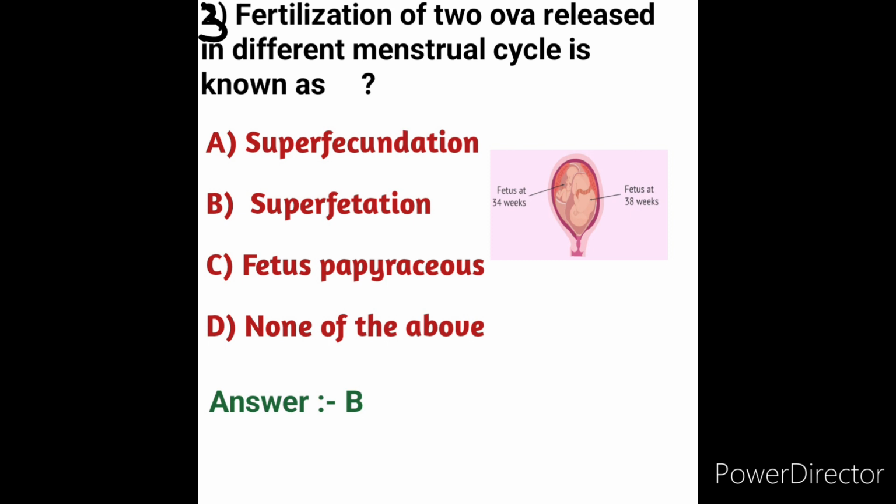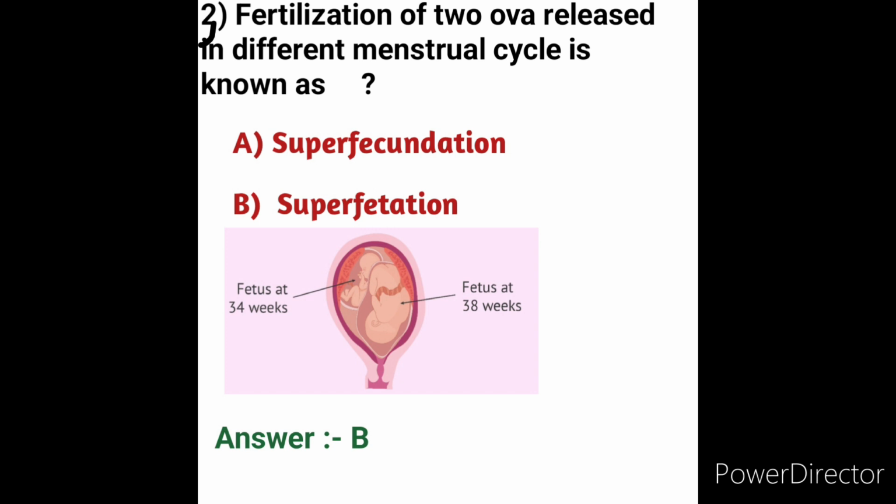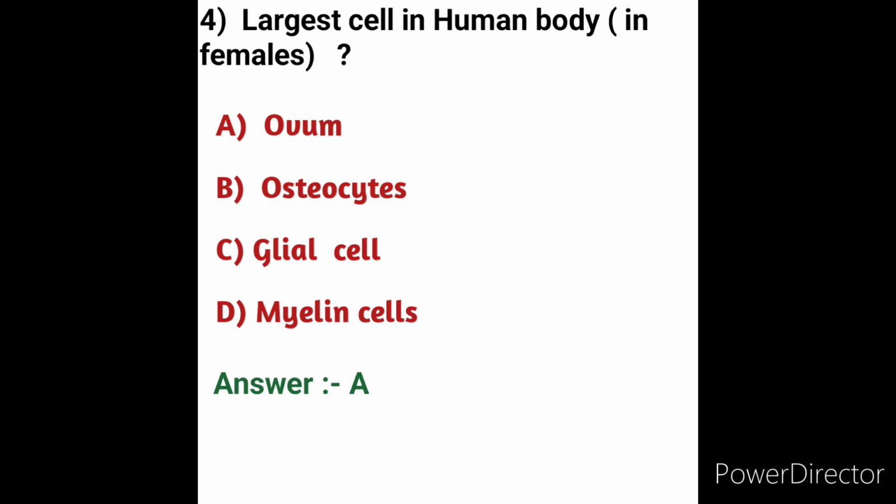We can see this in the picture. This is not clear, so I will show you in a bigger one. Here we can see the fetus at 38 weeks. The second one is the fetus at 34 weeks. This is called superfetation. Next we will see question number 4.